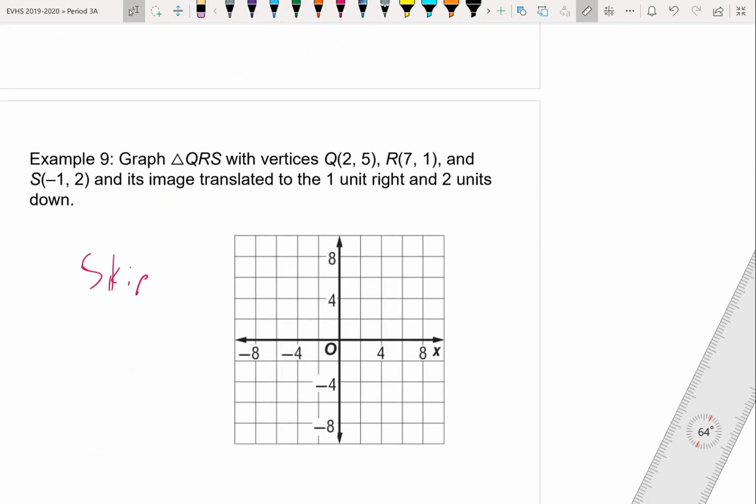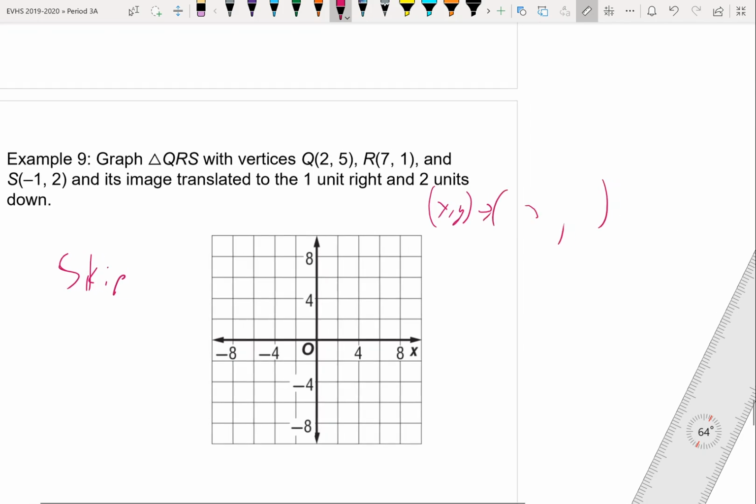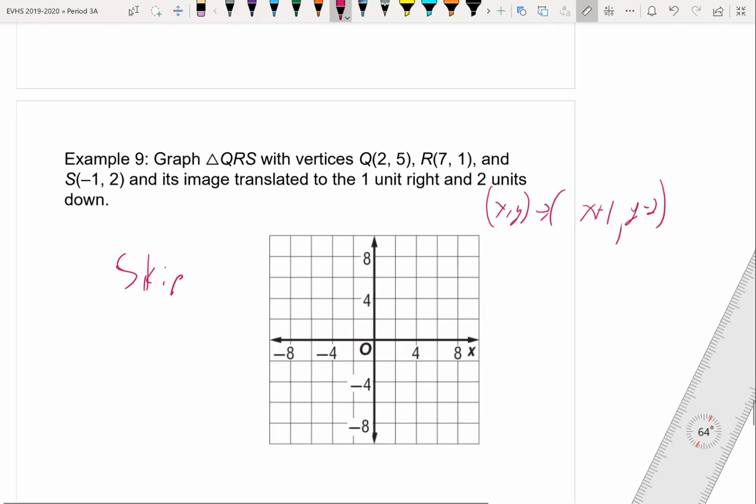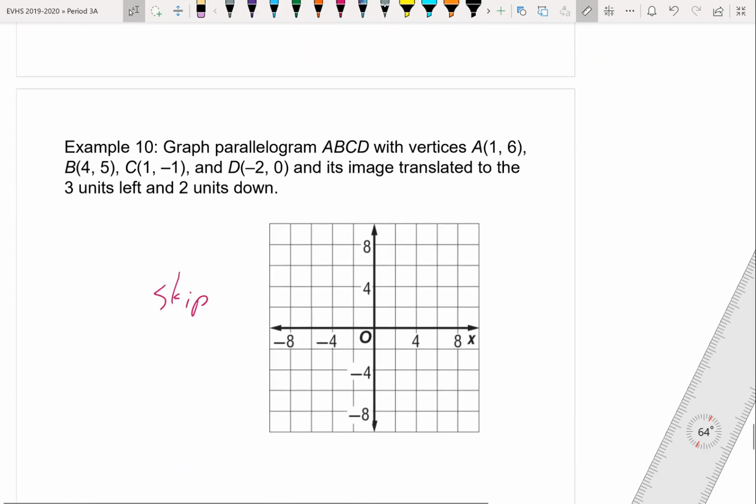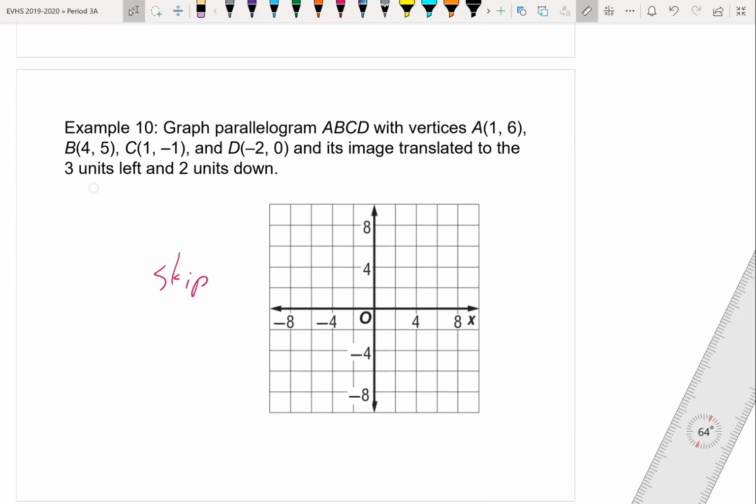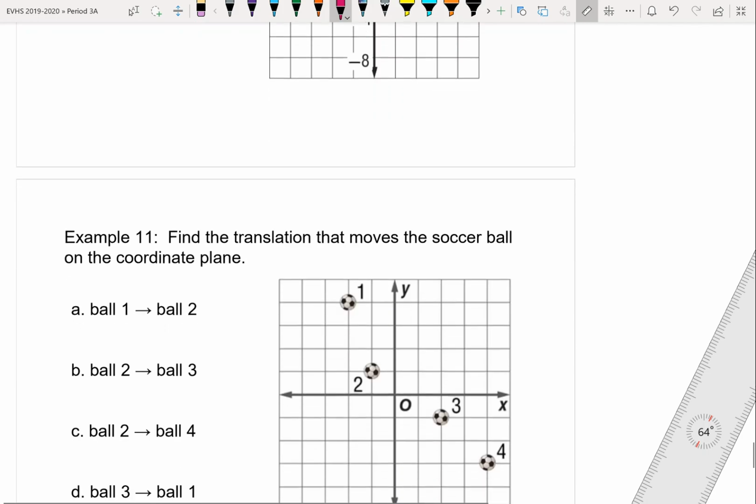On this one, we would get xy transforms to, now if we're going to be translating 1 unit to the right, that's an x plus 1, and 2 units down is y minus 2. And then here, xy, let's see, we're going 3 units left, so that's x minus 3. Down 2 units is y minus 2. Again, I trust you guys could fit that in there if you needed to.